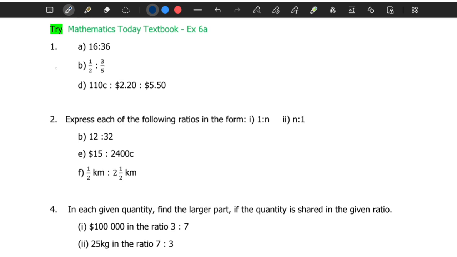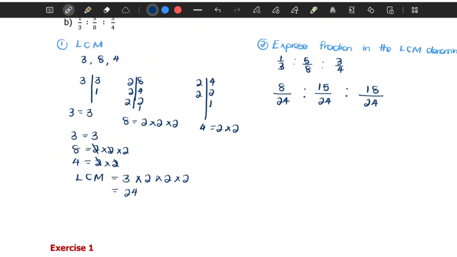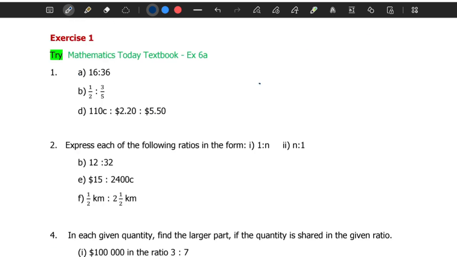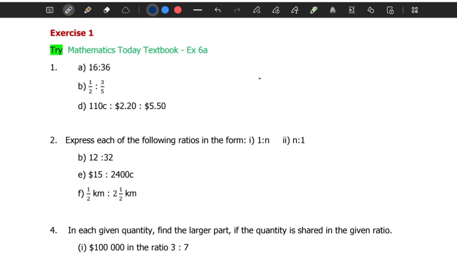So then the next couple of questions, you can try this exercise, which is extracted from the Mathematics Today textbook. The first one is mostly to simplify these ratios to their simplest form. In this case, like I mentioned, for example number 1D, it requires you to put them in cent units, because we have dollars and we have cents. So just watch out for examples like that.